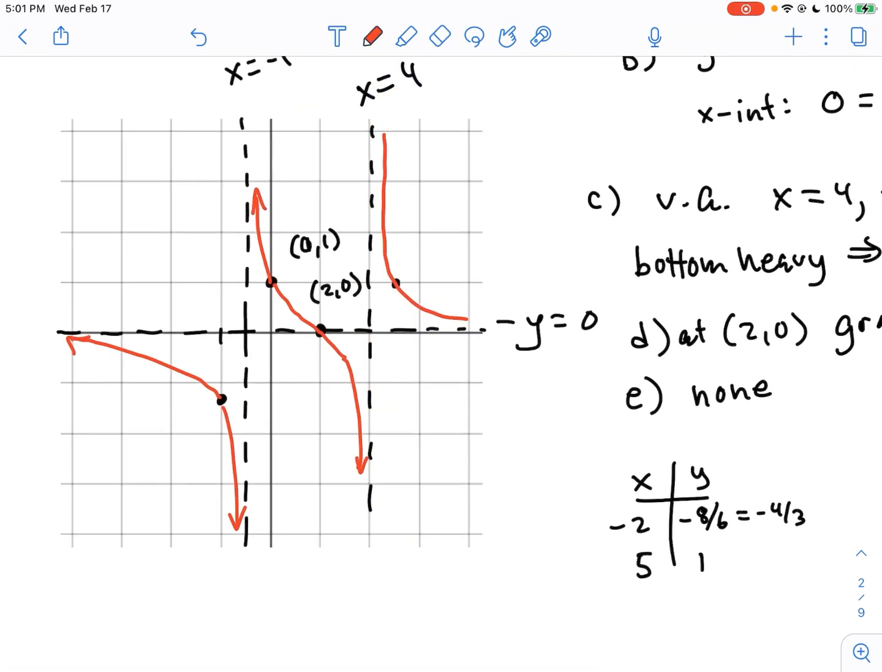Also keep in mind that you're making a function. So you wouldn't want graphing both pieces, because then you would fail the vertical line test. And this becomes the graph of our function.